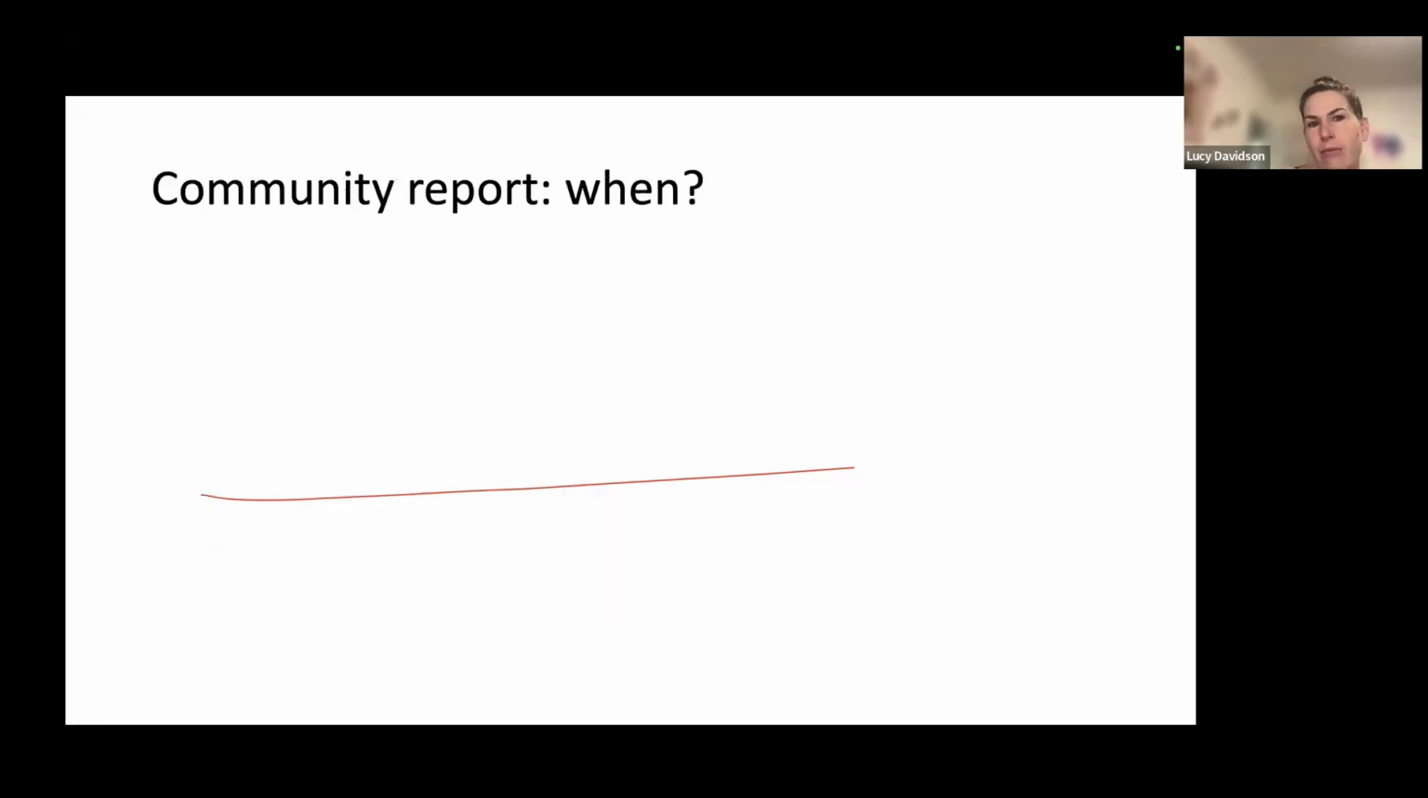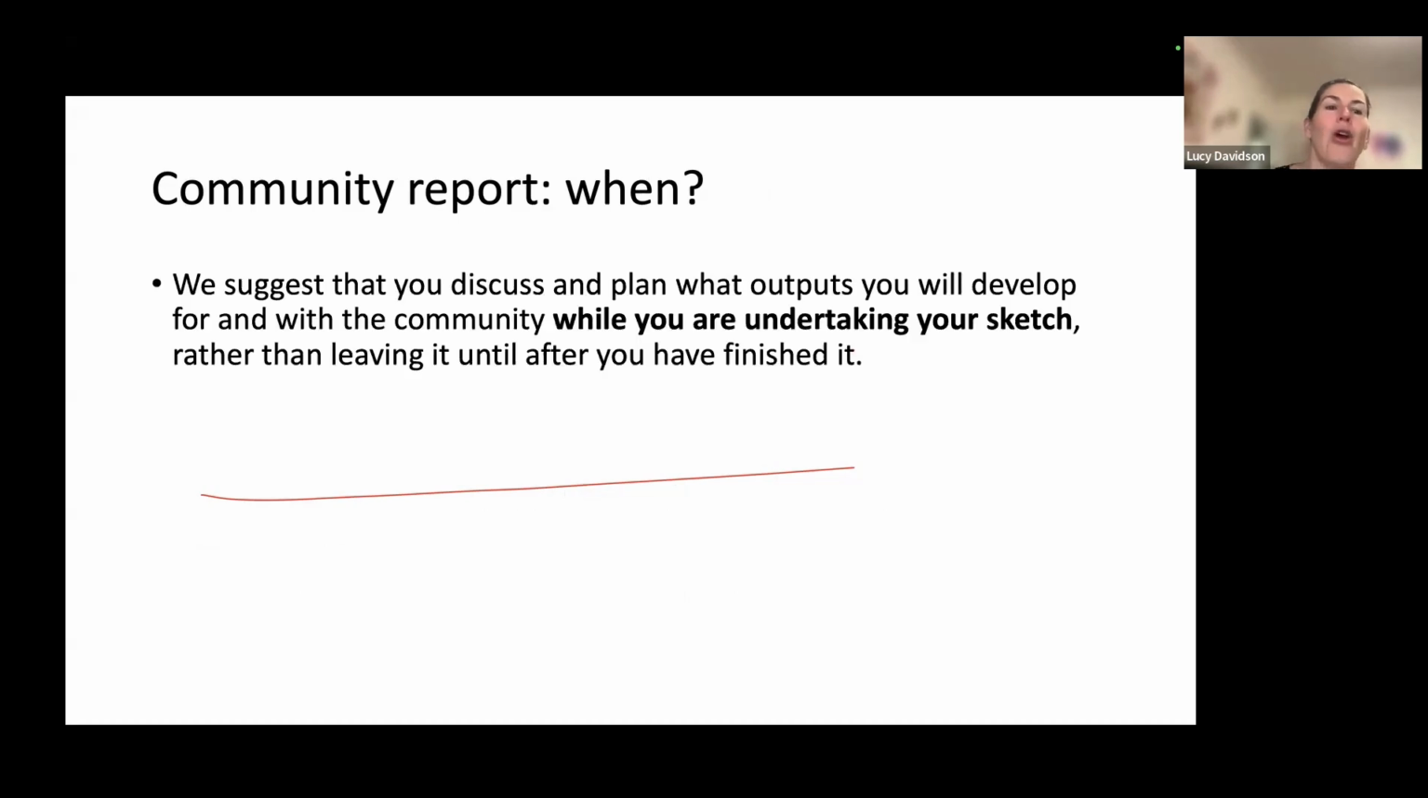So when should you ideally do the community report? Our suggestion is that you discuss and plan the outputs that you'll develop for and with the community while you are undertaking your sketch, rather than leaving it until after you've finished, if possible. Part of the reason for this is that it is such an important part of the sketch process.